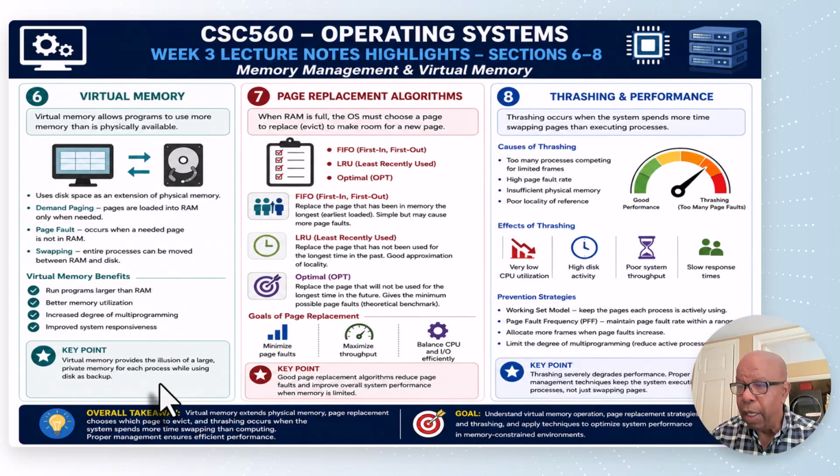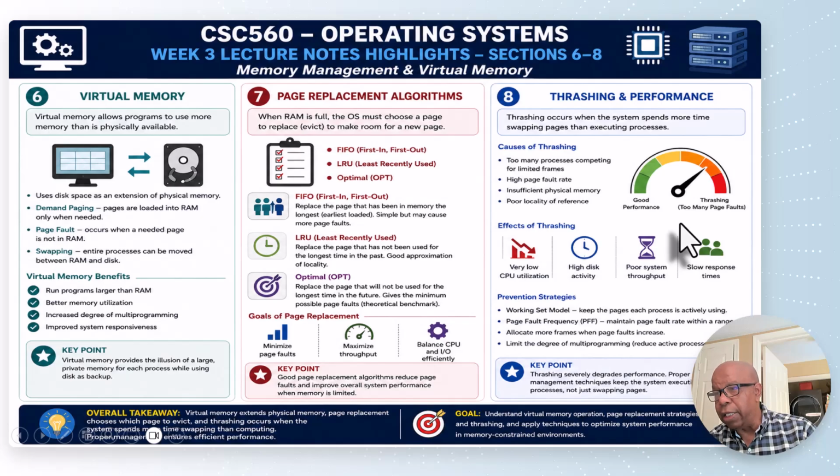Or optimal. Optimal replaces the page that will not be used for the longest time in the future. Even though a page may be recent, I'm not going to need it anytime soon. So that's optimal. I take that page, swap it out, and then swap in the page that I need information on. The goals of page replacement are to minimize page faults, maximize throughput, and balance the CPU. Key point: good page replacement algorithms reduce page faults and improve overall system performance.